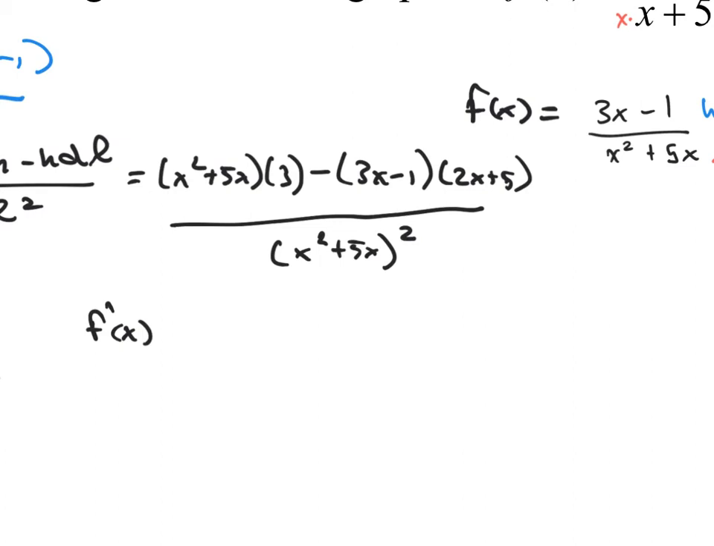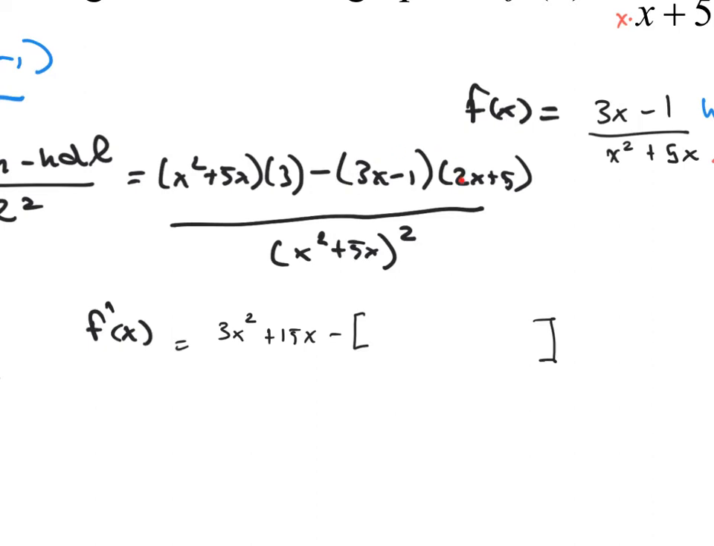I'm going to distribute the 3 times x squared and the 3 times 5x. When I do that, I would end up with 3 times x squared is 3x squared, 3 times 5x is 15x. I'm going to go ahead and do minus. Now I'm going to use brackets here because I want to distribute the negative properly.